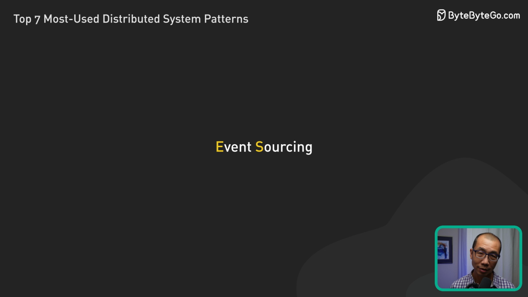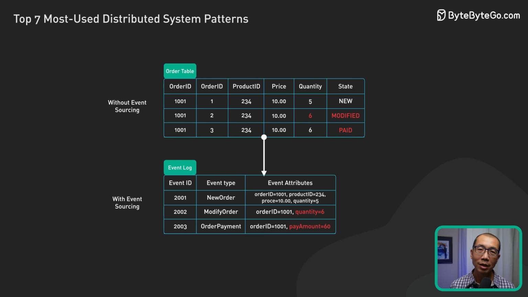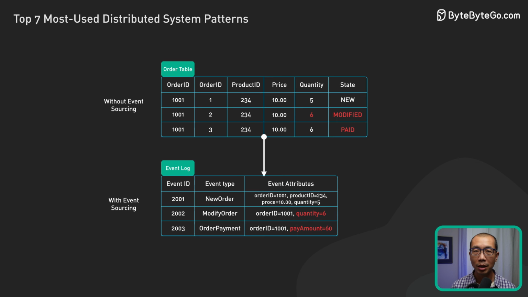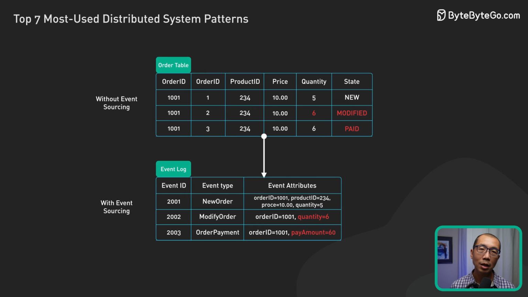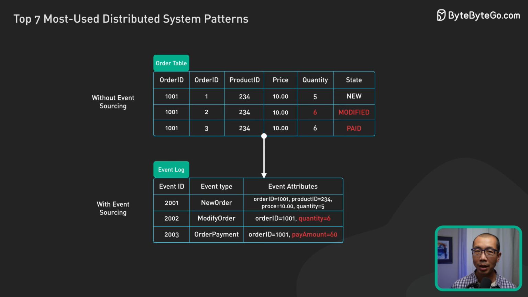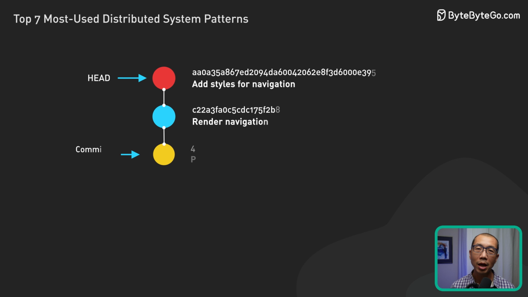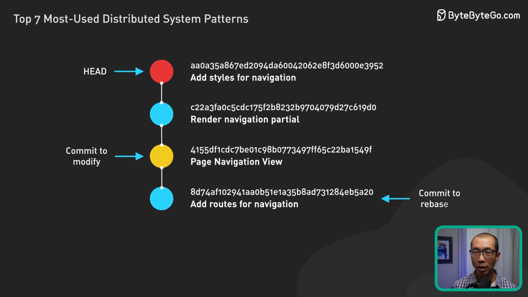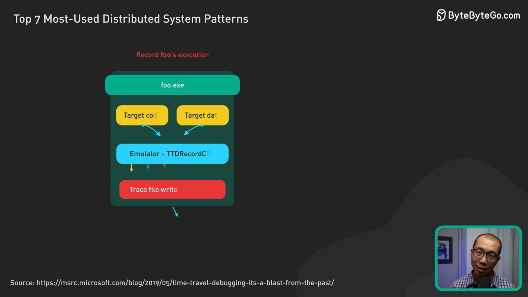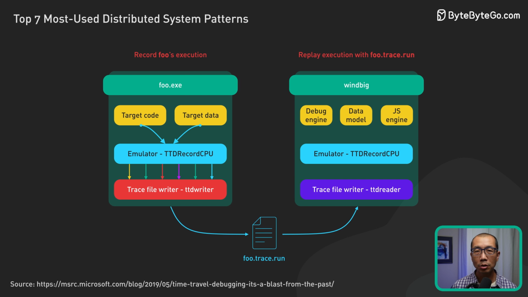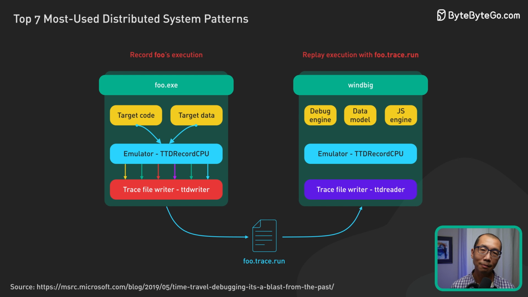Next is event sourcing. Think of event sourcing as keeping a journal of the live events. Instead of updating a record directly, we store events representing changes. This approach provides a complete history of the system and enables better auditing and debugging. Git version control is a great example of event sourcing, where each commit represents a change. Now, with event sourcing, we can also implement advanced features like time travel debugging or replaying events for analytic purposes.